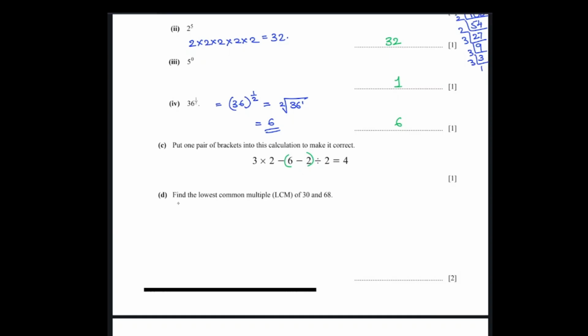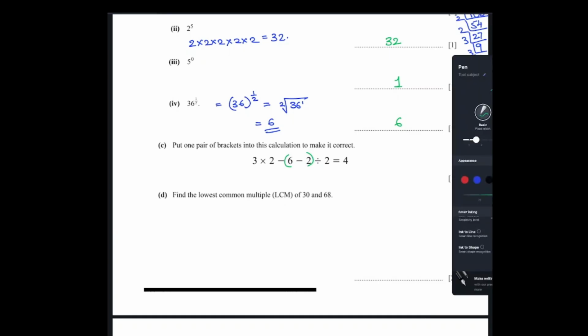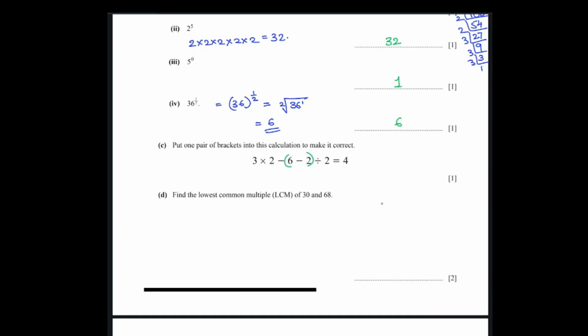Question D. Find the lowest common multiple of 30 and 68. That is LCM. Again, you can do it the same way. 30, 68, sorry. So take 2. 2 into 15 is 30. 2 into 34 is 68. Then 15 keep as it is.